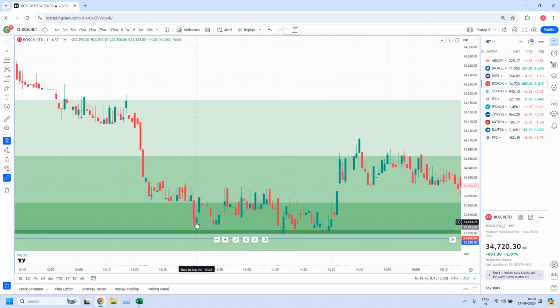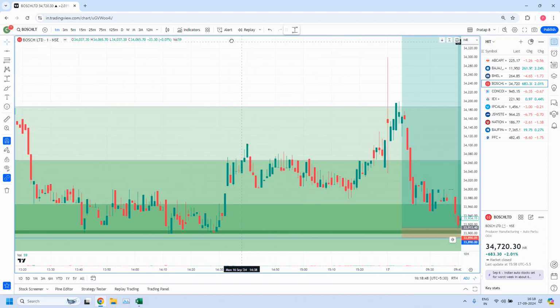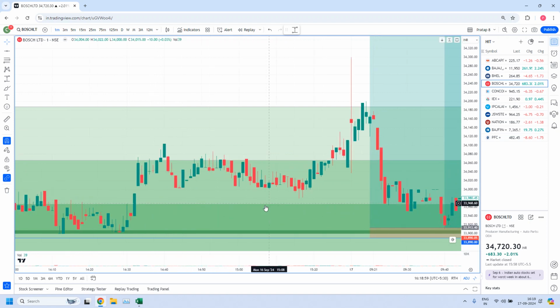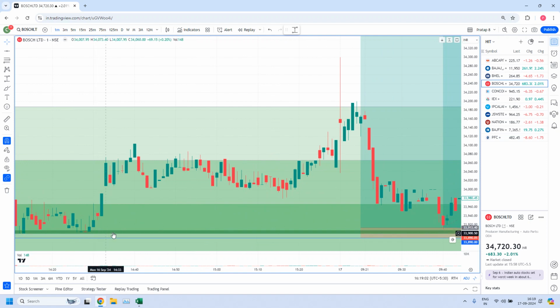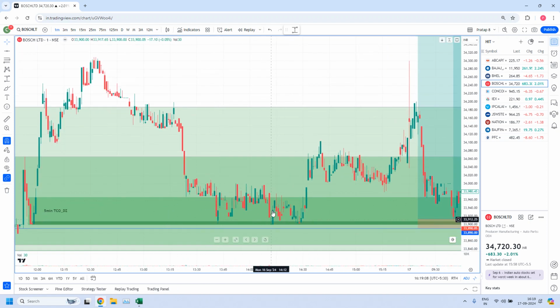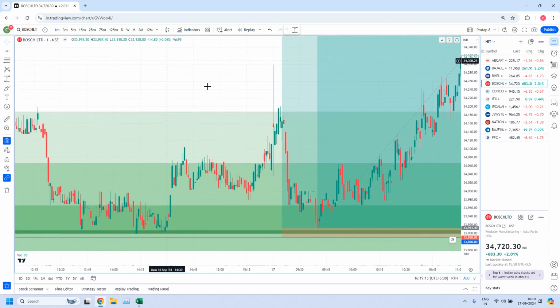See, the low of this candle is 33,965. The low of this candle is 33,900, exactly 900. The low of this candle, again 33,905. So none of these candles breached this zone. That means this 5 minute, this 1 minute fine-tuned zone is not violated, and multiple times it is holding. That's why I am calling it a high liquidity zone, the 1 minute high liquidity zone.